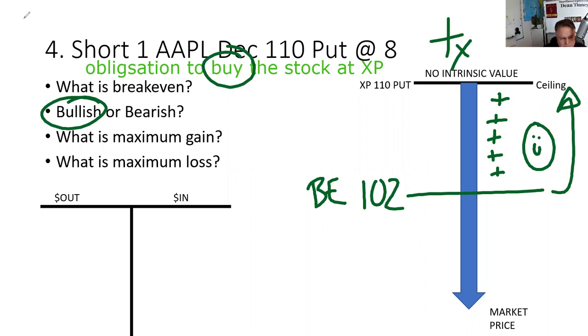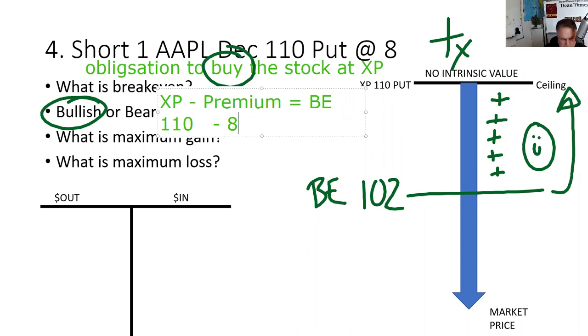Our break even is strike price minus premium equals break even. BE means break even. In this case, the strike price is 110 minus the 8 equals the break even of 102.